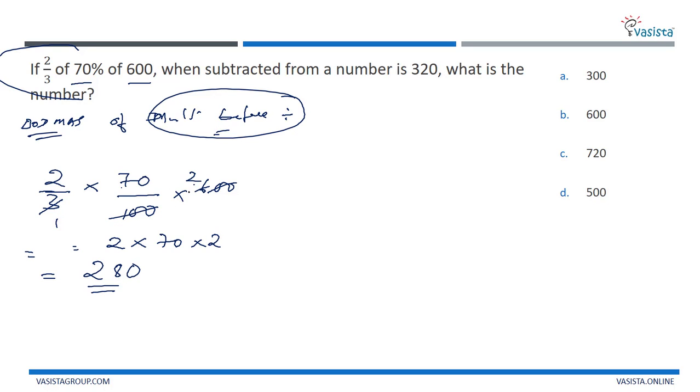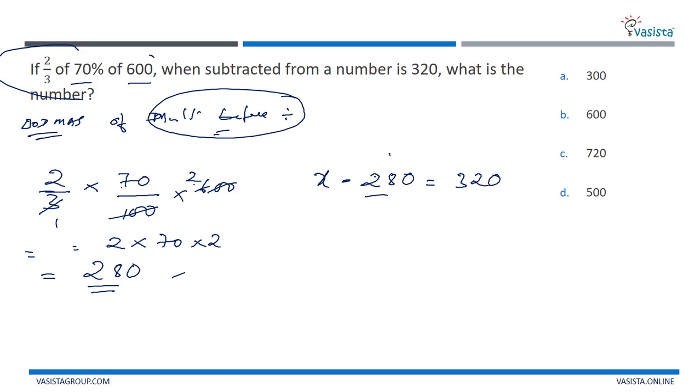What they asked: this 2 by 3 of 70% of 600 when subtracted from a number. So the number, let the number be x, minus, right? How much is it? 280. How did you get it? That is 2 by 3 of 70% of 600, is equal to 320.